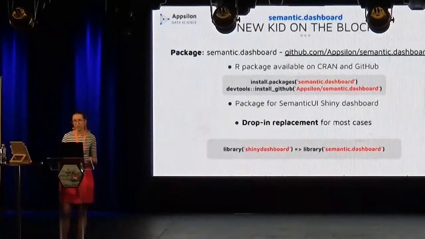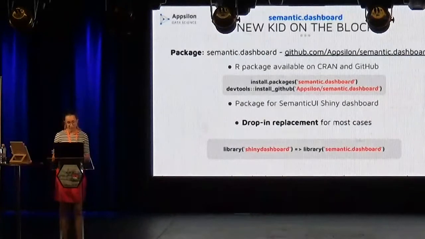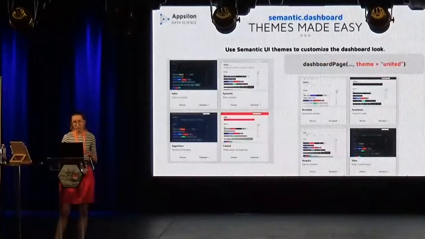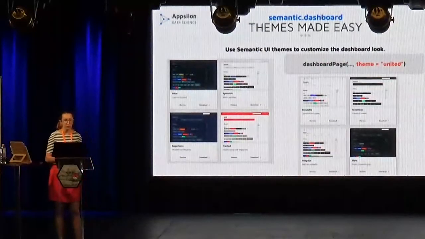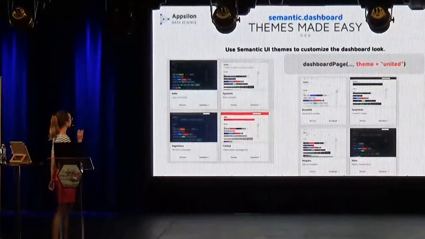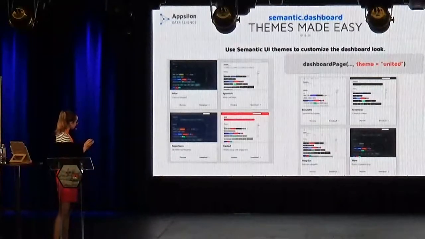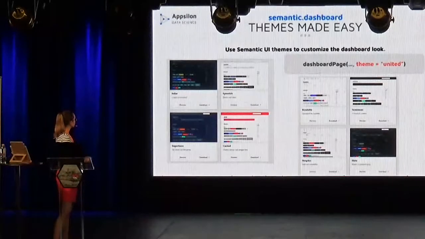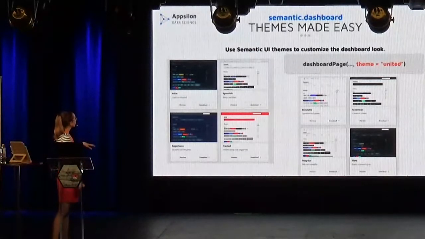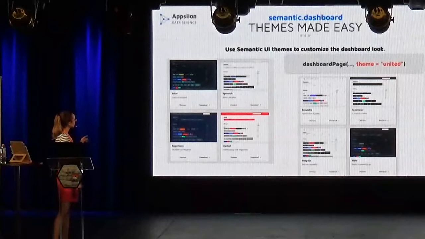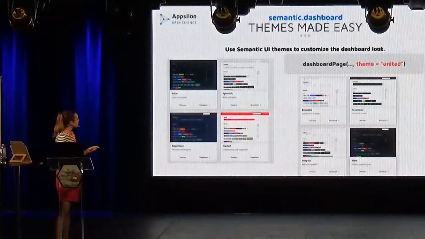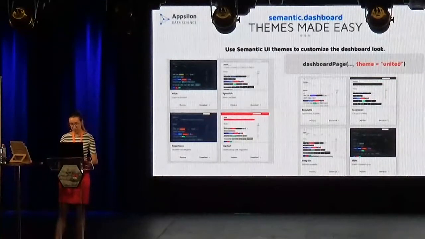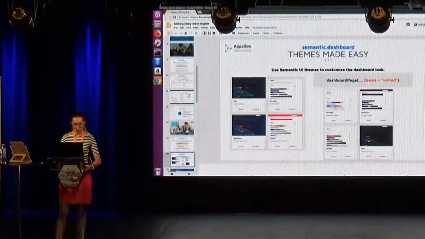Unless you are doing something custom, then probably you need to adjust a few more places. And what's pretty cool about Semantic Dashboard is that with just a really small add-in, you can change themes between the apps. So if you just add a theme argument to your dashboard page with the name of the theme, the look of the app will change. And let's do a small demo.